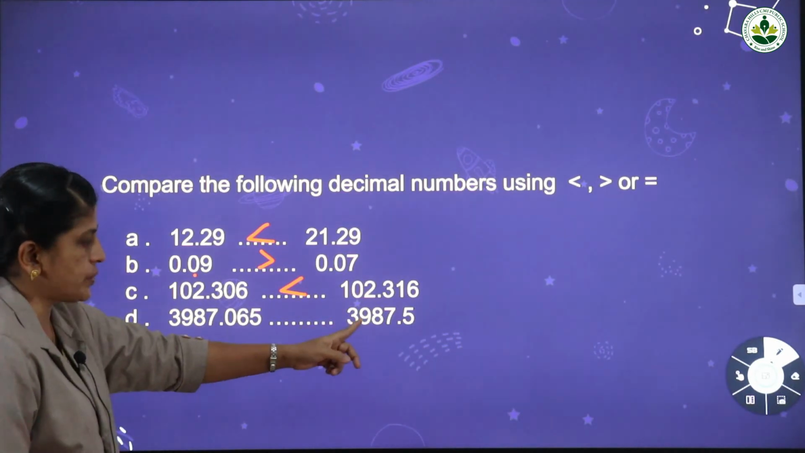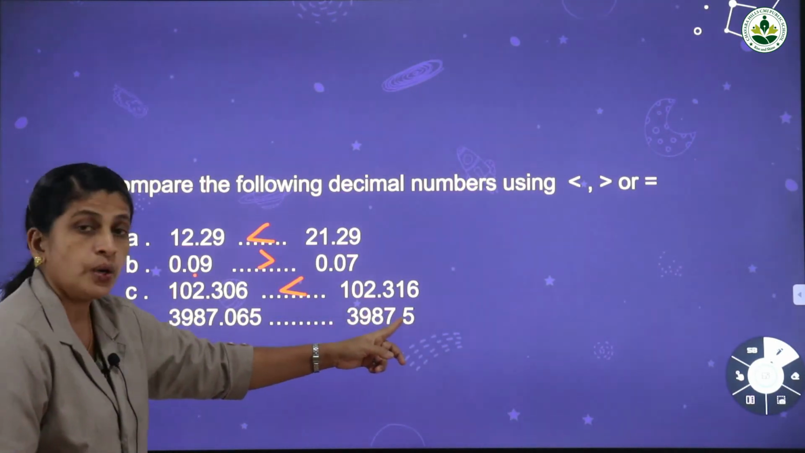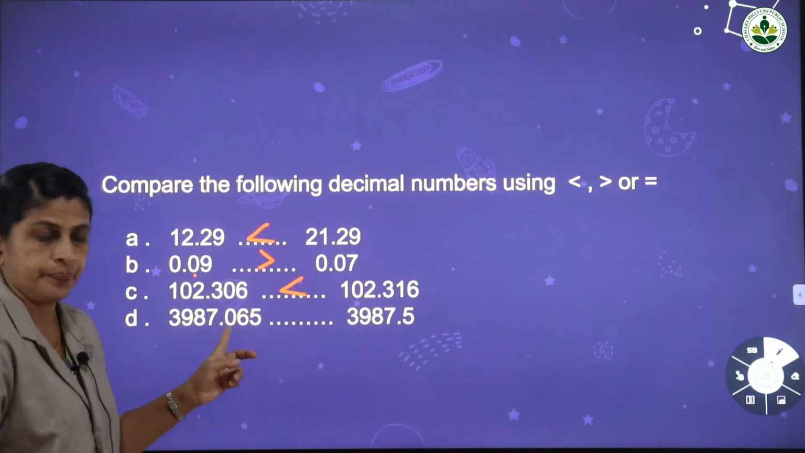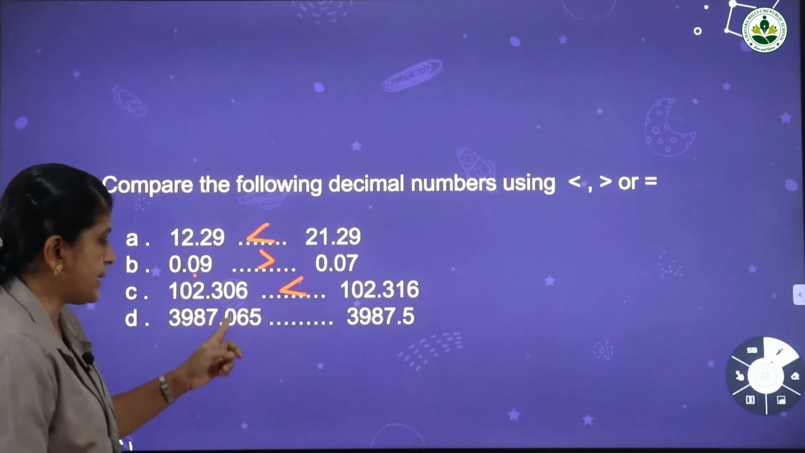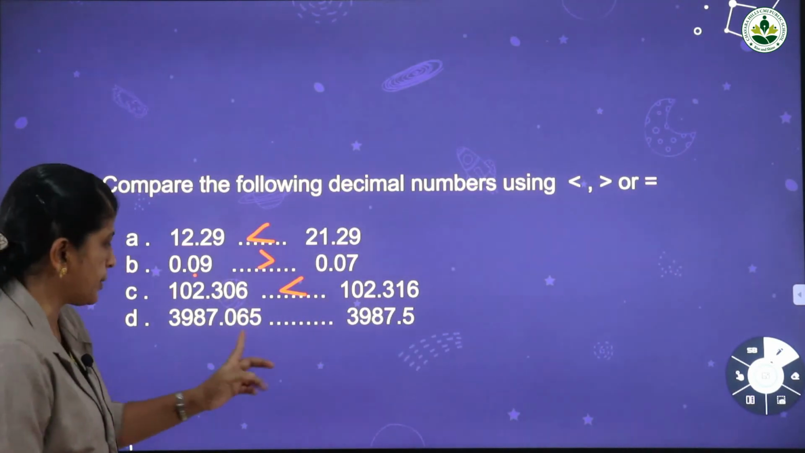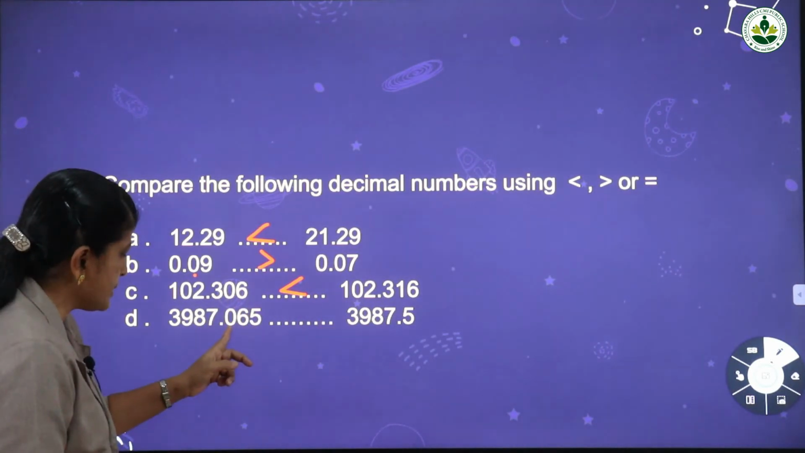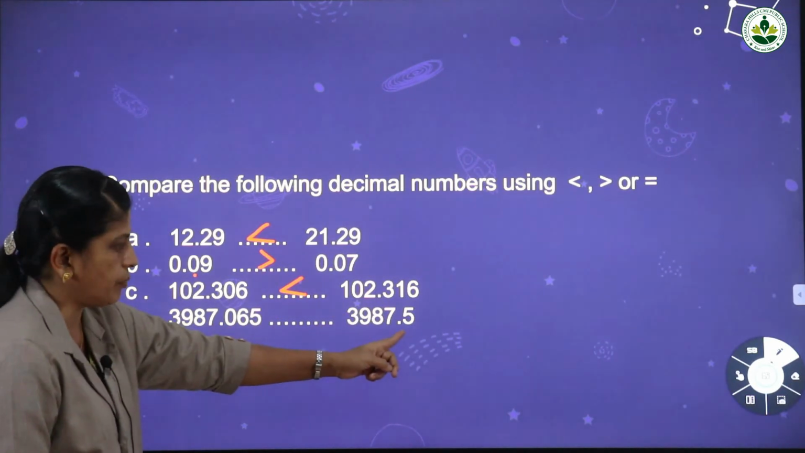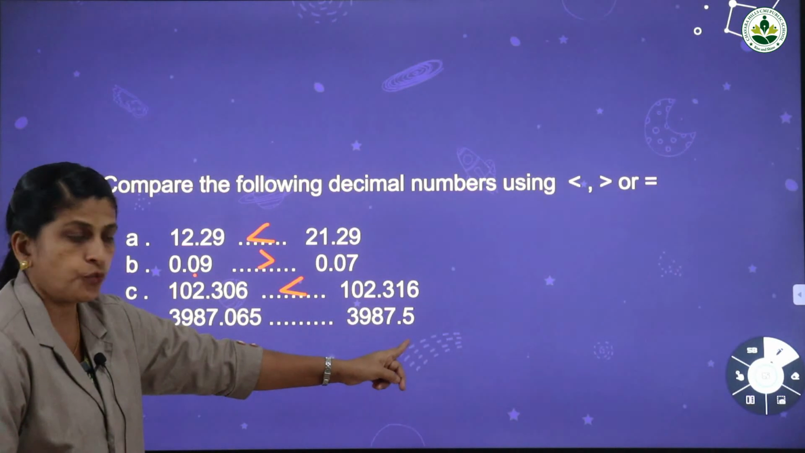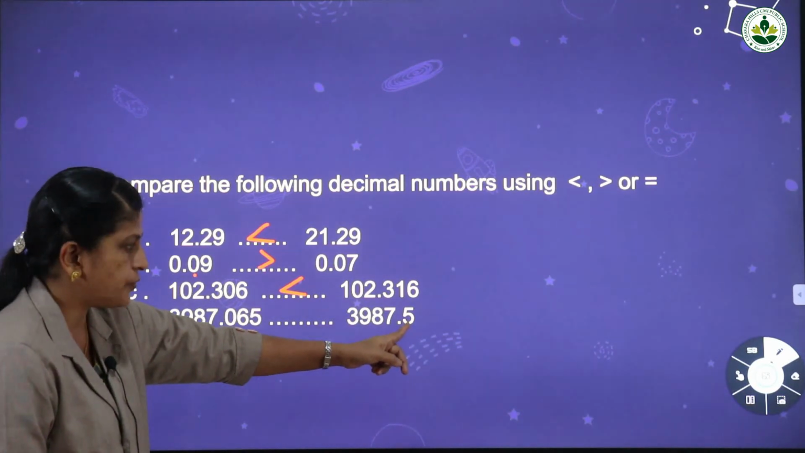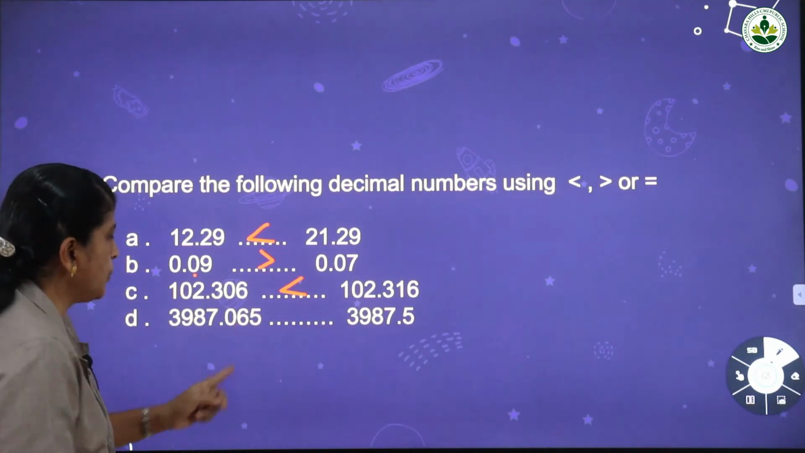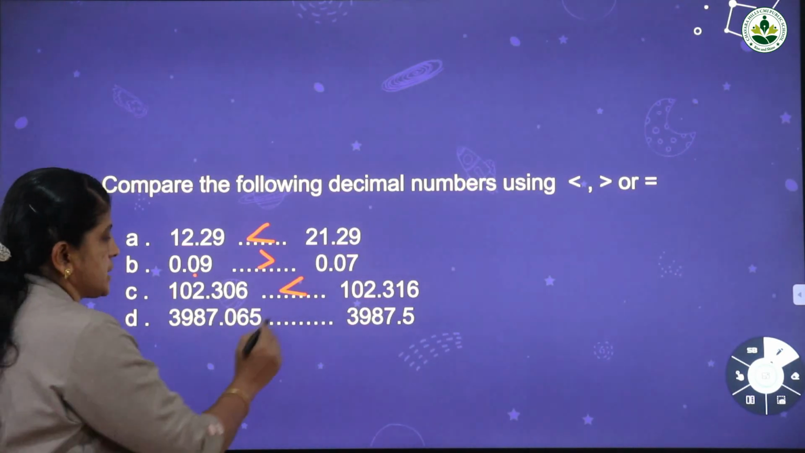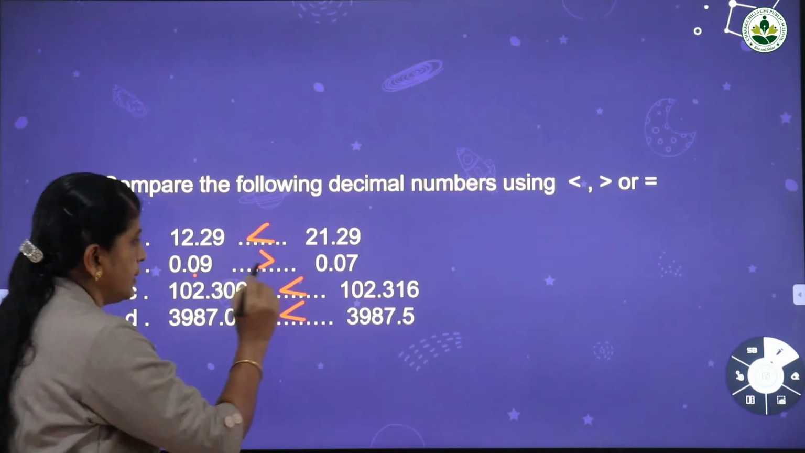Then the last question, 3987.065 and 3987.5. Here also the whole number parts are the same. Then look at the 10th place digit, 100th place digit, like that. Look at the 10th place digit. In the first number the 10th place digit is 0. In the second number the 10th place digit is 5. That means 5 is greater than 0, no? Therefore 3987.065 is less than 3987.5.